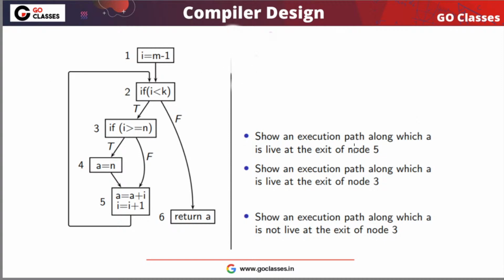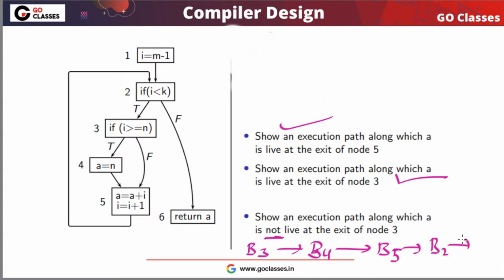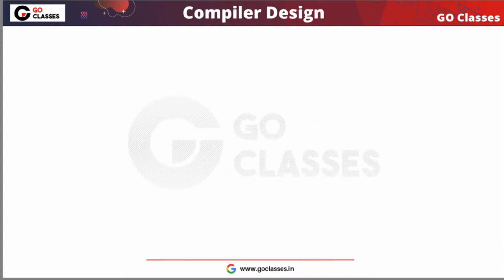Is A live at the exit? This we have already done. And show an execution path along which A is not live at exit of node. Show an execution path. You can very easily show that from B3 you can go to B4, then you go to B5, and then you go to B2, and then you go to B6. So any type of question they can ask you, you can handle.